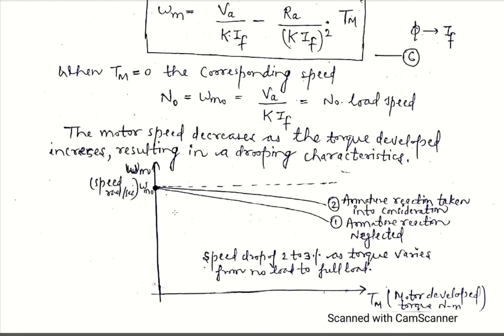So we will draw the speed torque characteristics, and in the upcoming lecture we will see how we can change the speed of a DC motor. If we change the armature voltage, the speed can be changed correspondingly.